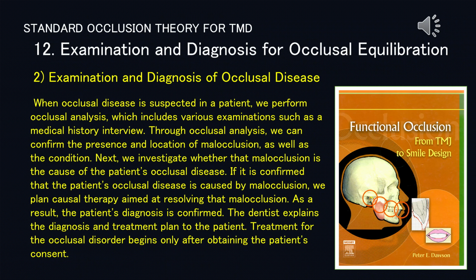If it is confirmed that the patient's occlusal disease is caused by malocclusion, we plan causal therapy aimed at resolving that malocclusion. As a result, the patient's diagnosis is confirmed. The dentist explains the diagnosis and treatment plan to the patient. Treatment for the occlusal disorder begins only after obtaining the patient's consent.